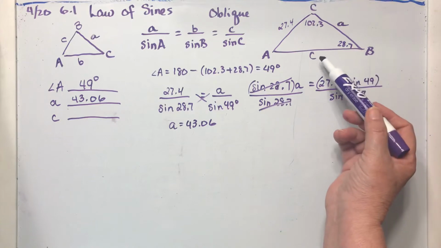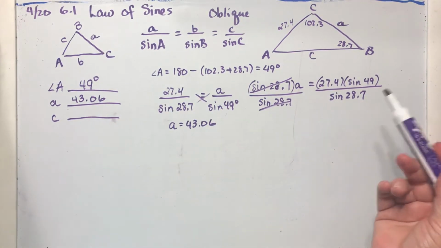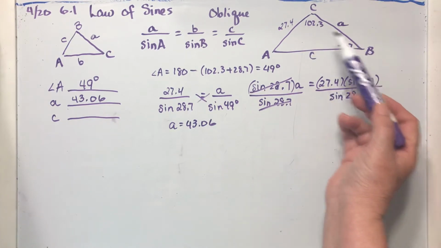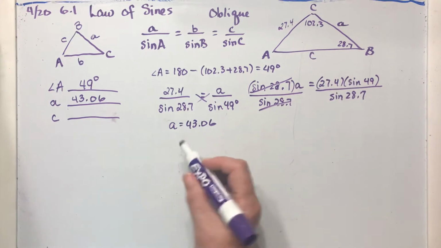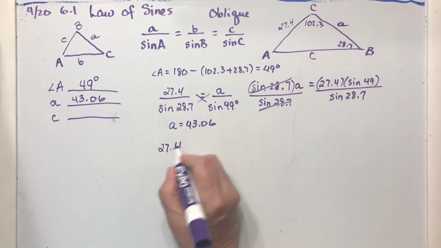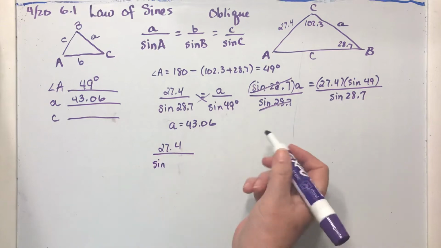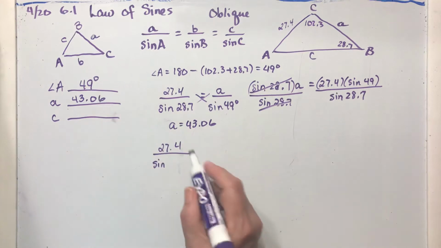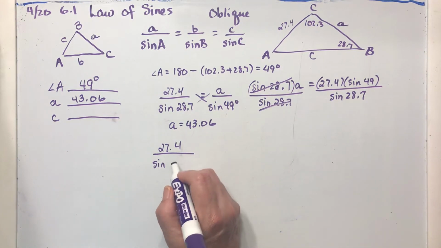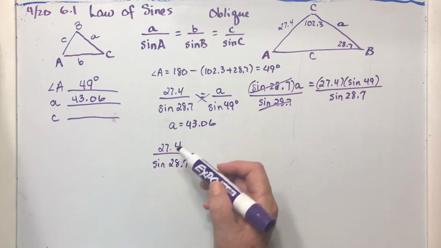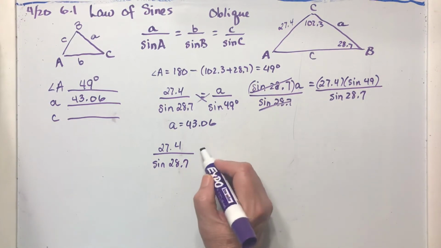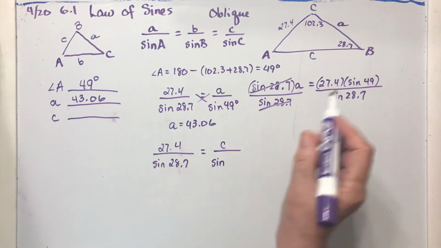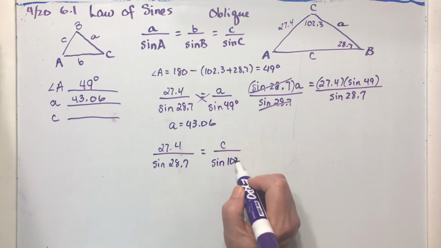So now to find side C, we're going to have to do the law of sines again, but using angle C with side C. Again, I'm going to use angle B and side B as my anchor, since we're given both pieces of that information. You can now use side A with angle A if you want to, now that we know both of those, but I always like to use whatever's given. So we have 27.4 over the sine of 28.7. Now we're trying to find side C over the sine of its angle. So angle C is 102.3.